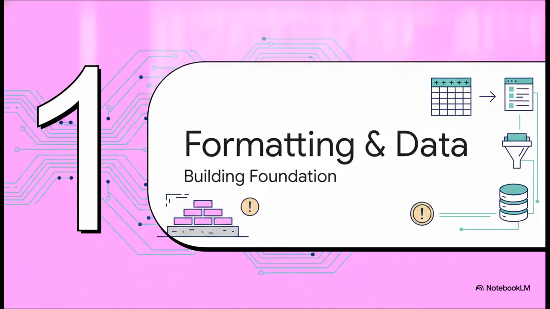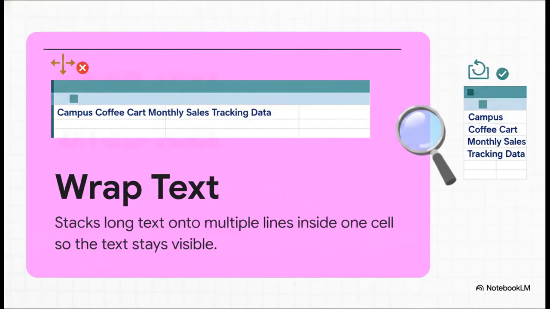Section 1, Formatting and Entering Data. This is all about building a really solid foundation. Okay, so when you type a super long heading into a cell, your first instinct is probably to just widen the column, right? But think about it. If you do that for every single column, your table suddenly becomes way too wide to read easily. That's where wrap text comes in. It's an absolute game changer. It cleanly stacks your long text onto multiple lines right inside that single cell, which keeps your whole coffee cart tracker perfectly compact and easy to read.